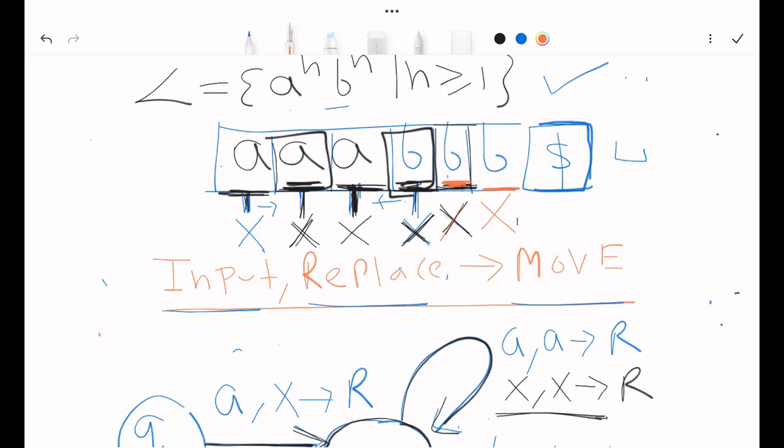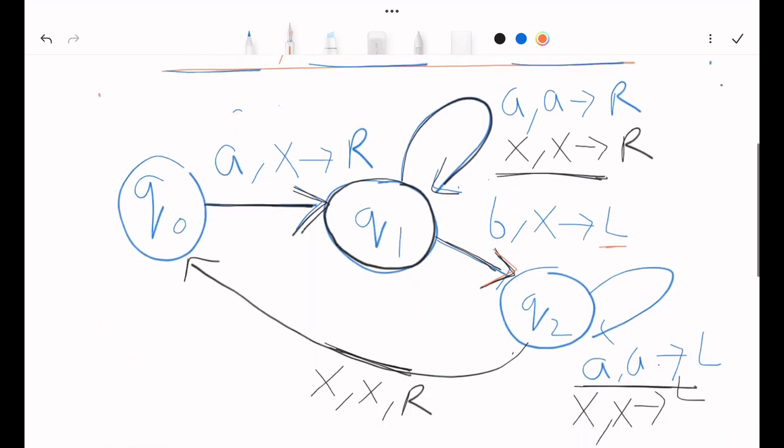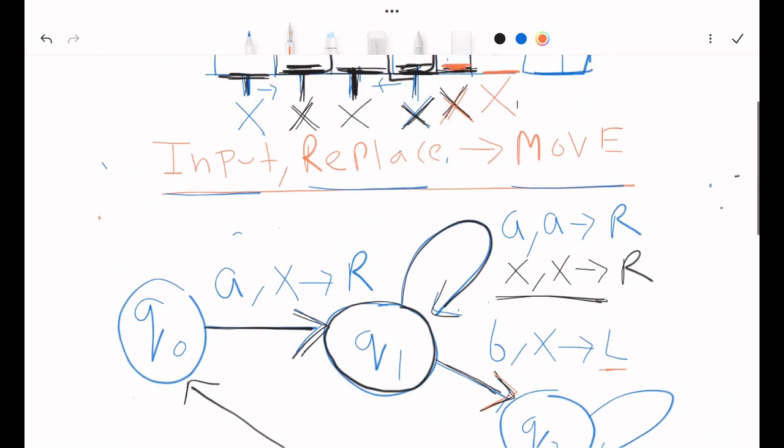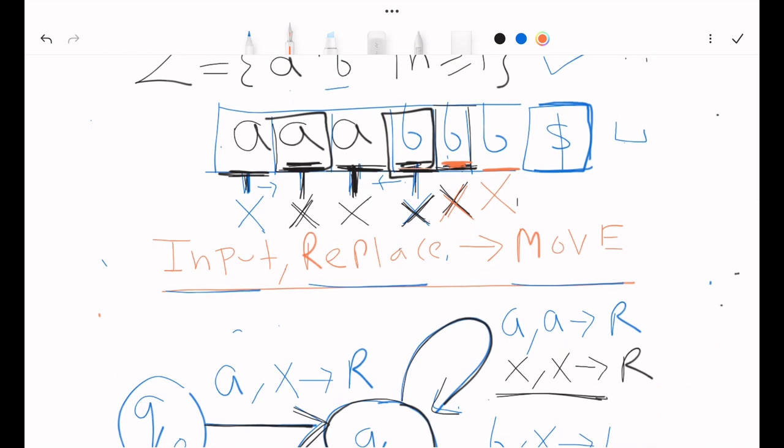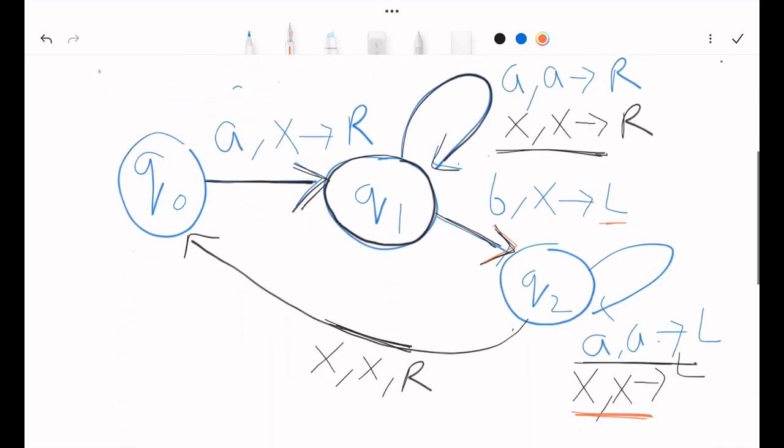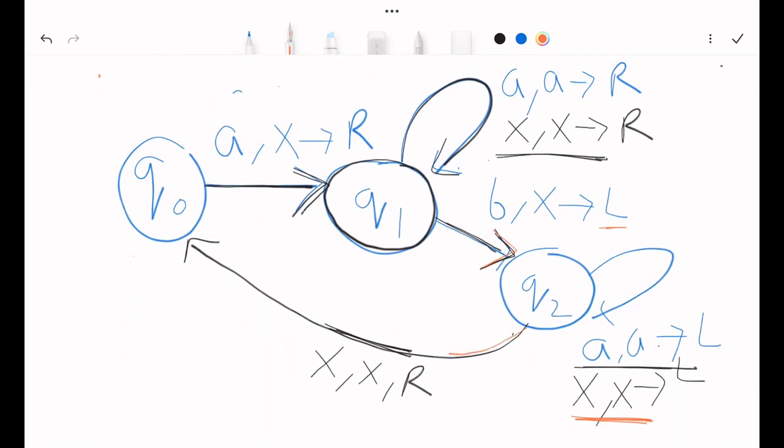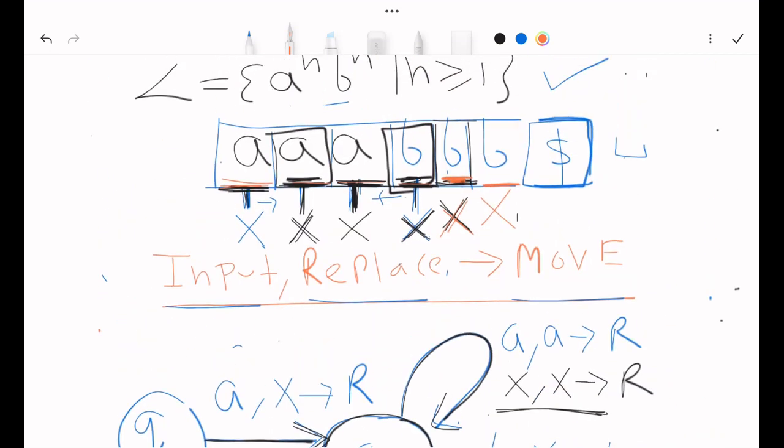Now here X, X replaced by X, move left, X replaced by X, move left, move left. Now you are here. Okay. So at last X replaced by X, move right, X replaced by X, move right. Now I am here.